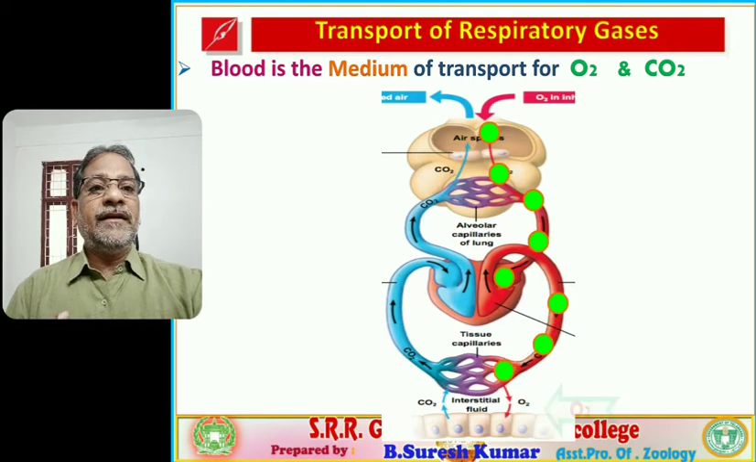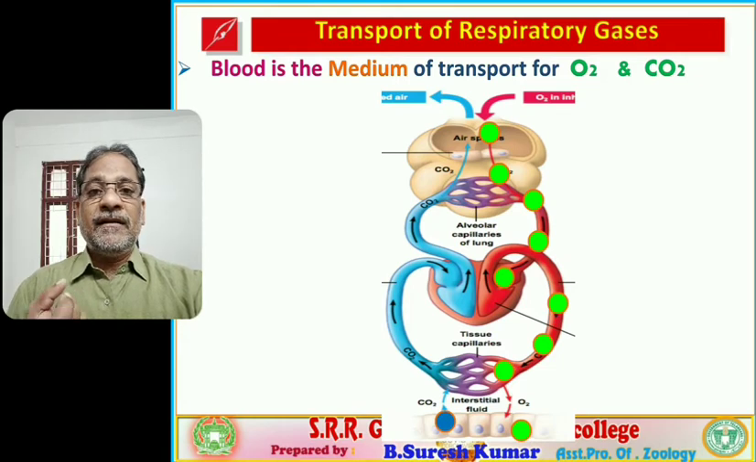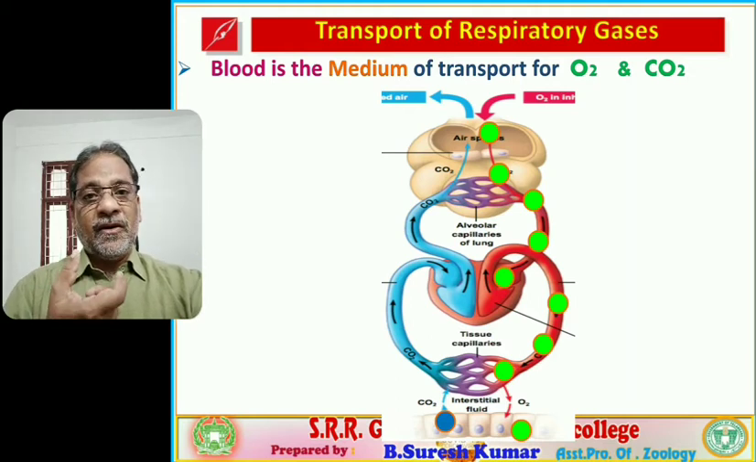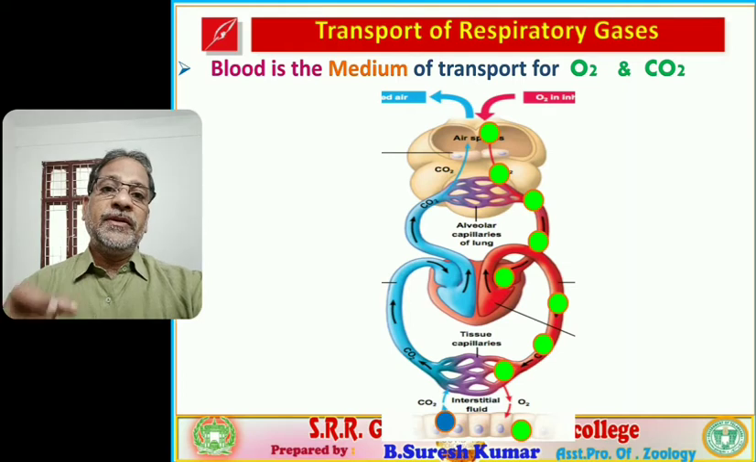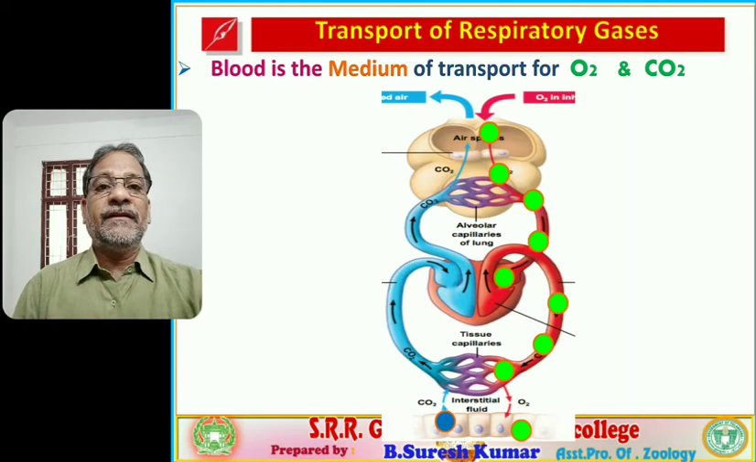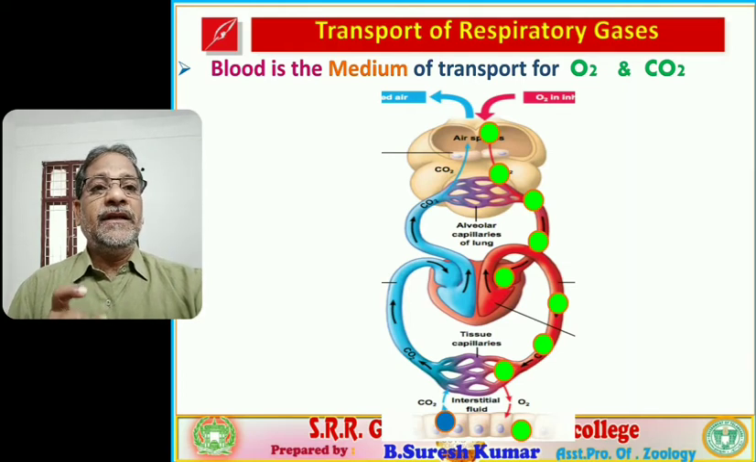Then from the oxygenated blood, the oxygen is picked up by the tissues. Follow? So that is the path. The respiratory gas oxygen is delivered from oxygenated blood to the tissue in this path. Right, it is very easy to learn.